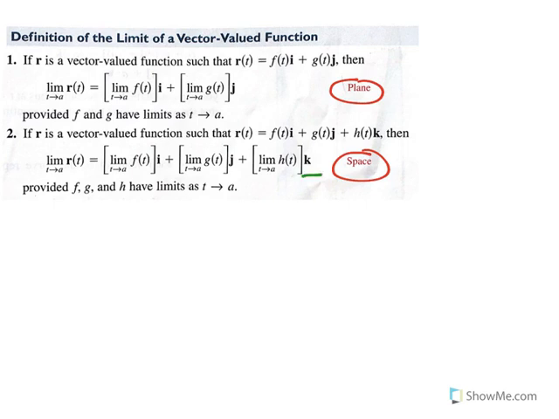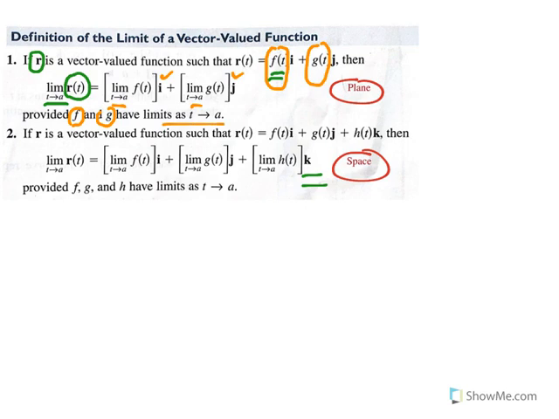For space curves, you just have one more component for the third dimension. So here's what we have. If you have a vector valued function r, such that r of t is f of t i plus g of t j, then the limit of the vector valued function as the parameter t approaches a is equal to the limit of the component function f of t as t approaches a multiplied by the standard unit vector i plus the limit of the component function g of t as t approaches a multiplied by the standard unit vector j, provided that the component functions f and g have limits as t approaches a.